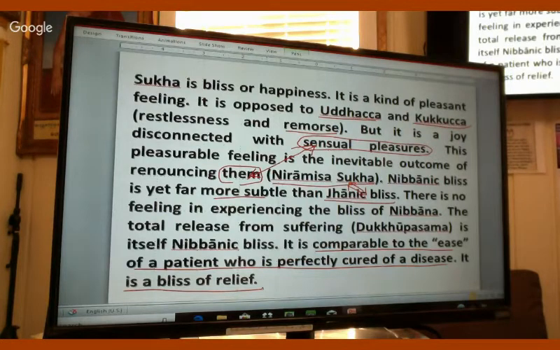The Nibbana, the avedita sukha like this, is very difficult, because we haven't experienced it. So anyway, we release from the suffering, dukkha upasama. Dukkha upasama means to combine two words. So the release from the suffering, that's the bliss we call the bliss of Nibbana.